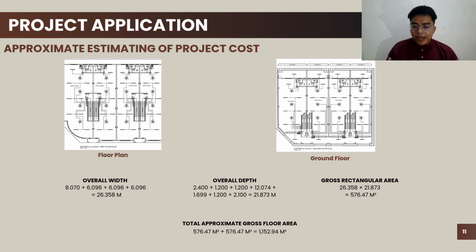Overall width. Combining our grid dimensions gives us a total width of 26.358 meters. For overall depth, summing up the depth segments gives us 21.873 meters. Then multiplying width by depth for the gross rectangle area, we got 576.47 square meters per floor. Total gross floor area: since this is a two-story building, we double that amount, giving us a final total approximate gross floor area of 1,152.94 square meters.